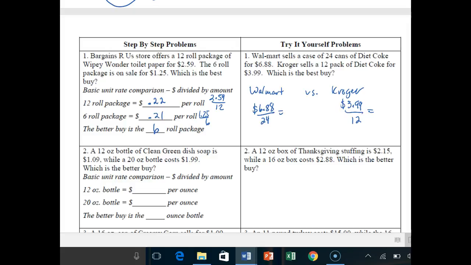So $6.88 divided by 24 gives you 0.28666 repeated. So it's about 0.29, say cents or dollars per can. And $3.99 divided by 12 gives you 0.33. We'll call that dollars again per can. So what's the better buy? The better buy is always the cheaper one. So Walmart is the better buy. Right?